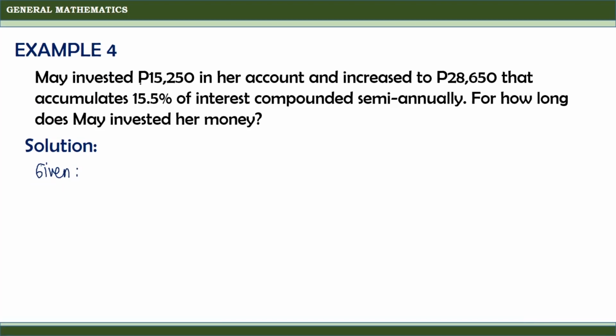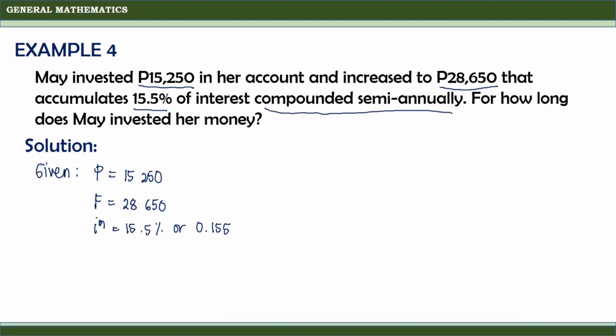May invested 15,250, then it means that P is equal to 15,250. It was increased with accumulated interest to 28,650, then F is equal to 28,650. The interest rate is 15.5%, or in decimal, we have 0.155. It was stated that the interest was compounded semi-annually. Therefore, the frequency of conversion, or m, is equal to 2.